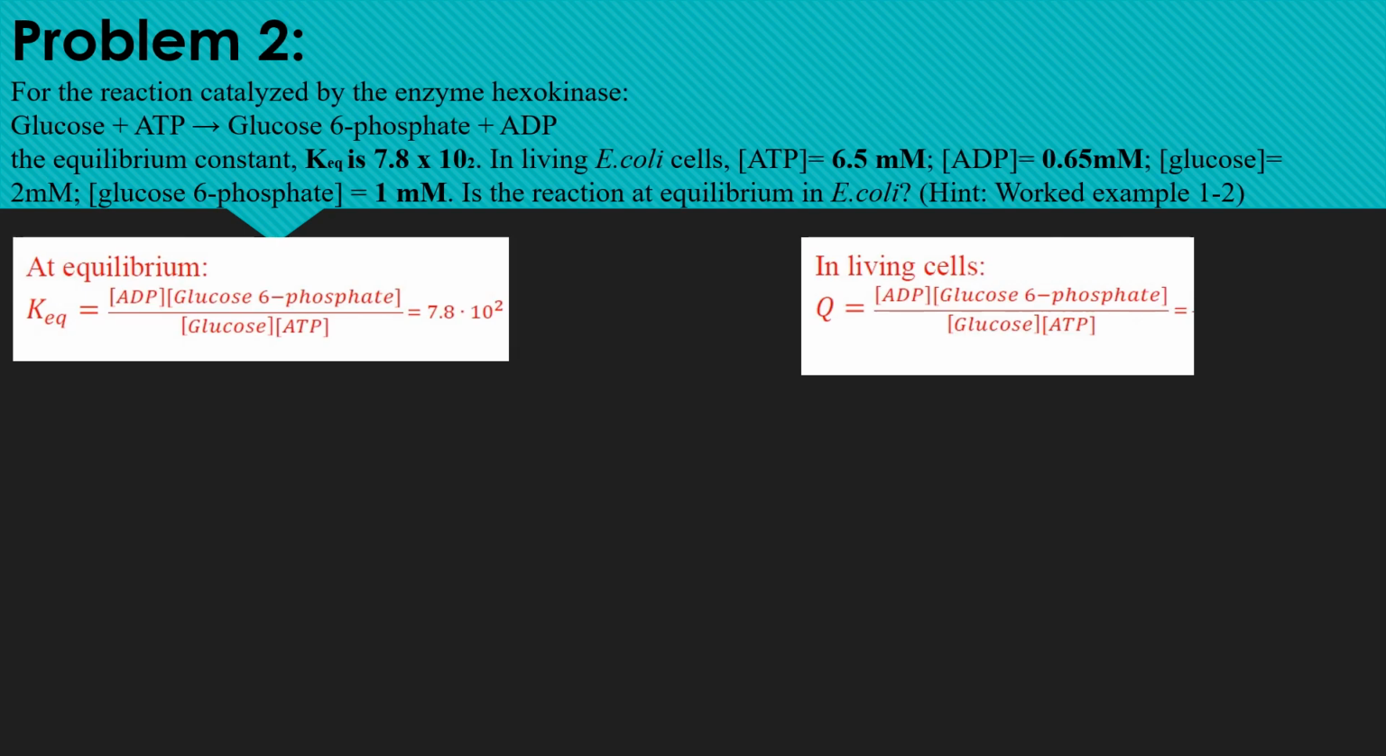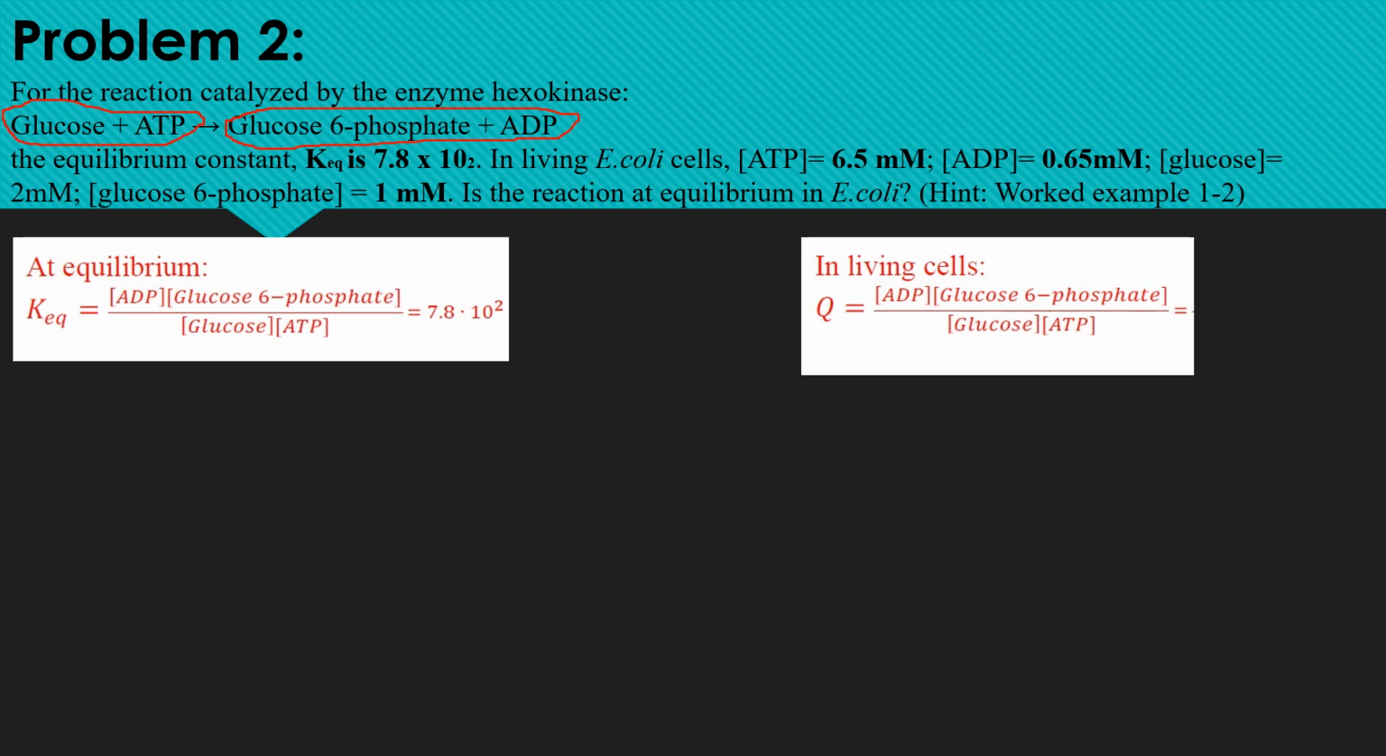Problem 2. For the reaction catalyzed by the enzyme hexokinase, glucose plus ATP is converted into glucose 6-phosphate plus ADP. So here on the left you have glucose and ATP. Those are our reactants. On the right, you have glucose 6-phosphate and ADP. Those are our products. And then they tell you that the equilibrium constant is 7.8 times 10 squared.